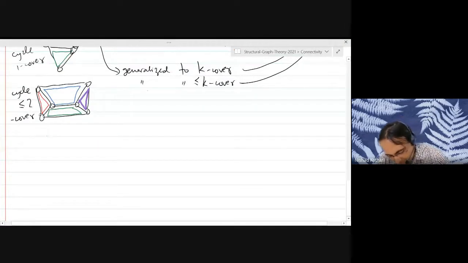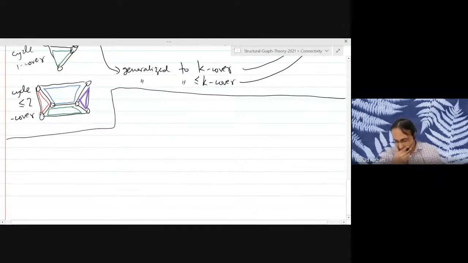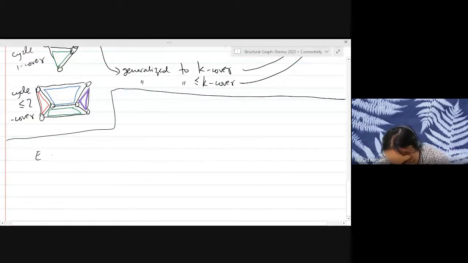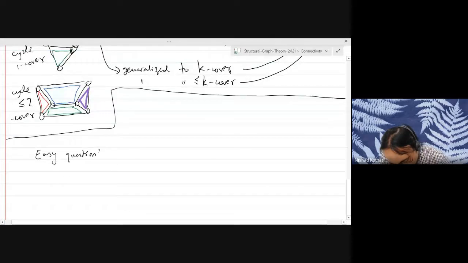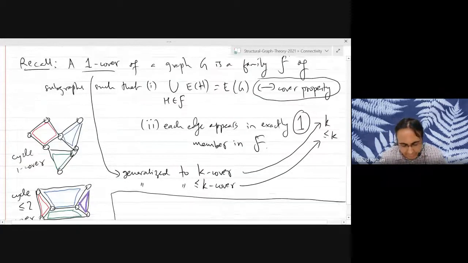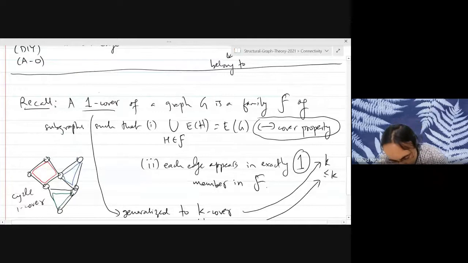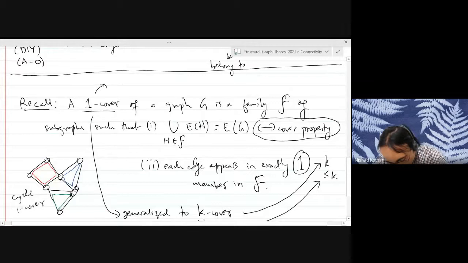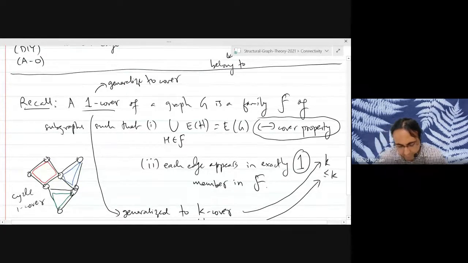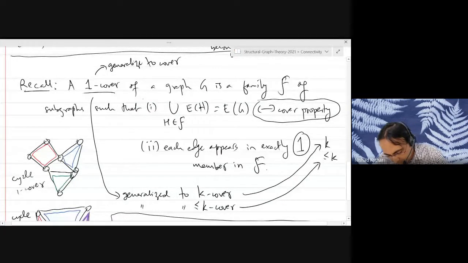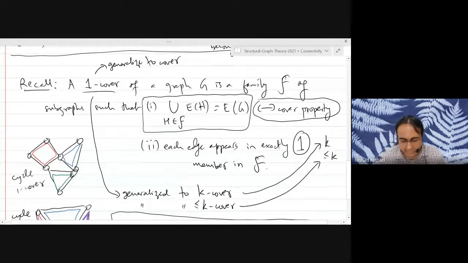Okay? All right. So, let's see. Let me begin with a very easy question. If I don't say k, then I just mean a cover. If I remove the 1, then I can also generalize it to cover. And cover just means the first property. There is no k, so we don't care about the second property.